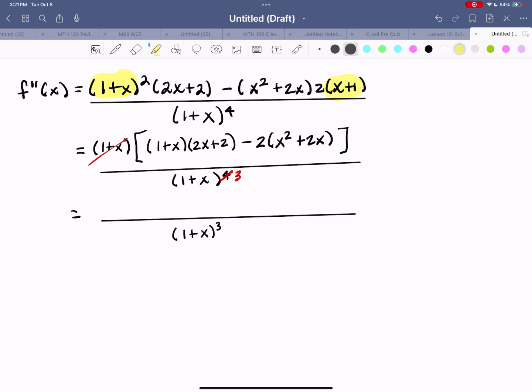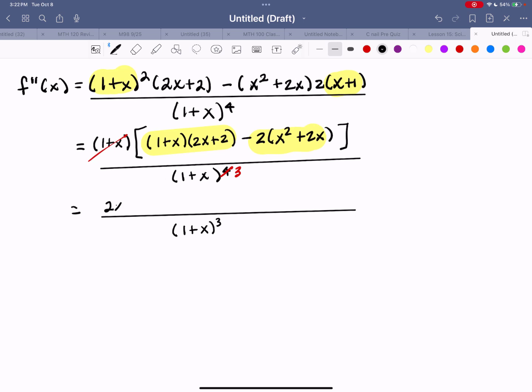Now here, I'm going to have to distribute that, you know, the FOIL rule thing. And here I'm going to have to distribute that minus 2. So I've got 2x, that's when I multiply the 1 and the 2x, plus 2, that's the 1 times the 2, plus 2x squared, plus, so this is the 2x squared, and that times that is plus 2x.